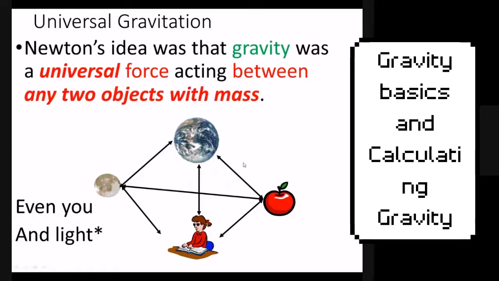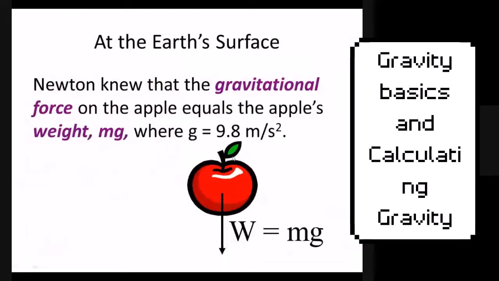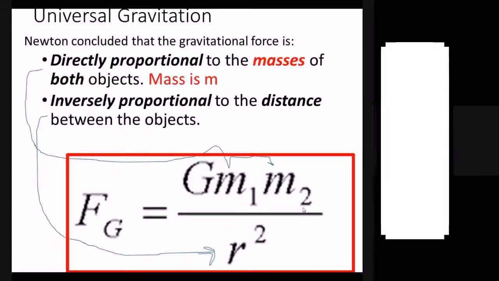So moving on from that, you may have heard of the concept of weight before. So weight is mass times gravity, which will be 9.8 meters per second squared. That's the gravitational acceleration of Earth. Well, weight is just your mass times 9.8 meters per second squared.